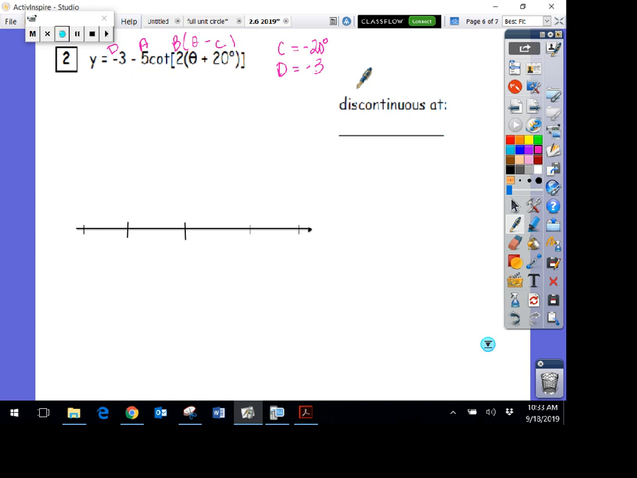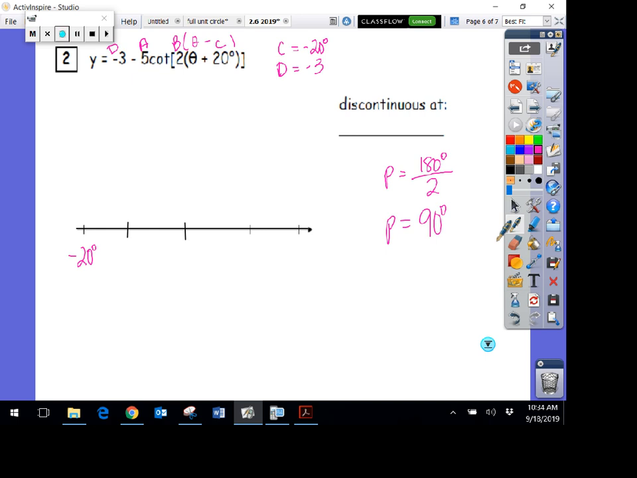Cotangent, back to normal. We start on the left, so negative 20 over here on the left. And then we've got to go the period. So the period here is going to be 180 degrees over B, which is 2. So our period is 90 degrees.